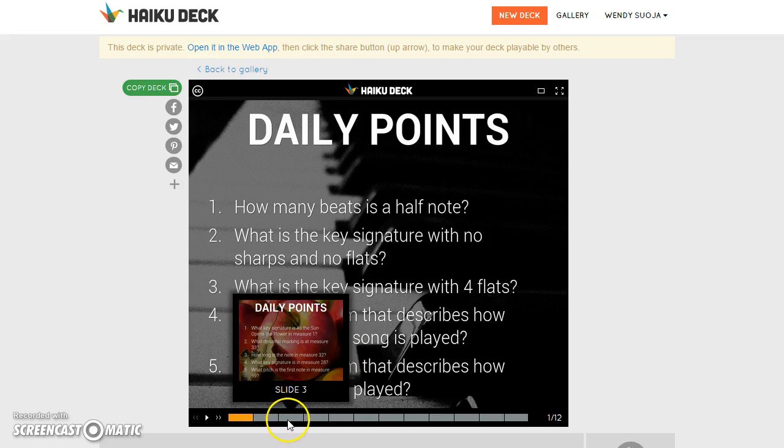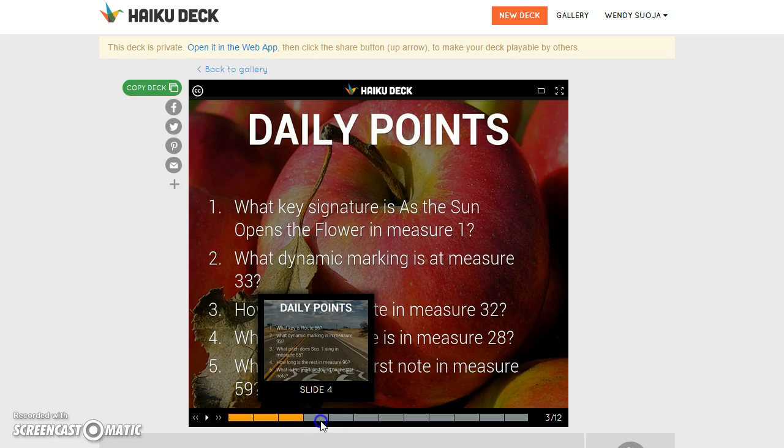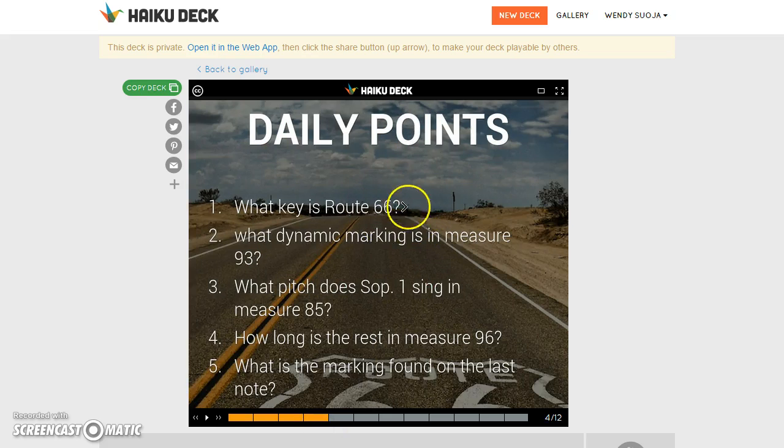Then what I would do is, say if I had specific questions about specific songs, we had a piece called As the Sun Opens the Flower. I asked them specifically about the piece, so they have to go in and tell me what the key signature is in measure 1. What is the dynamic in measure 33? How long is a note in measure 32? So it decomposes the pieces individually.